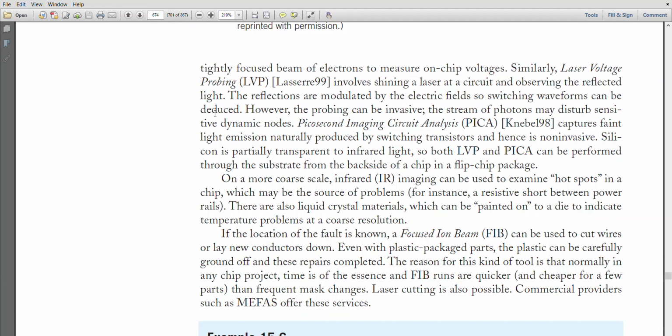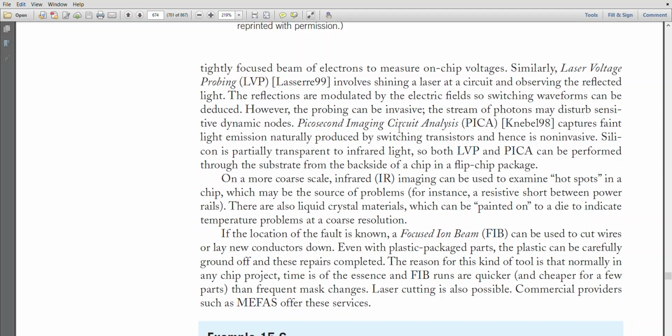You are putting a laser and the reflection of the light, and those reflections are modulated by the electric fields, so you can obtain the switching waveforms, whether it is switched from 1 to 0 or 0 to 1, in order to see where the bug or fault is. However, the probing can be invasive. The stream of photons may disturb sensitive dynamic nodes. Yeah, of course it can happen.